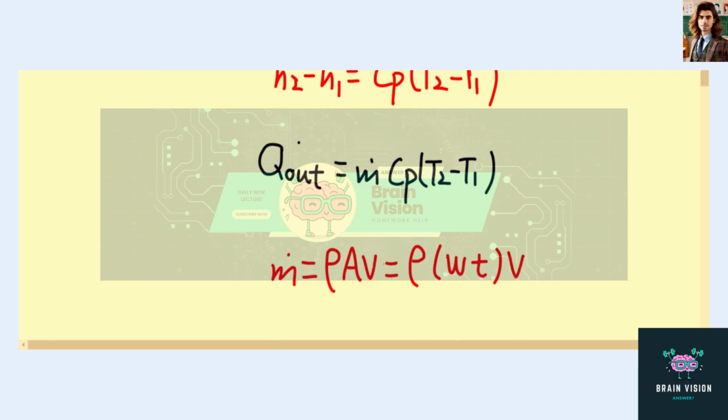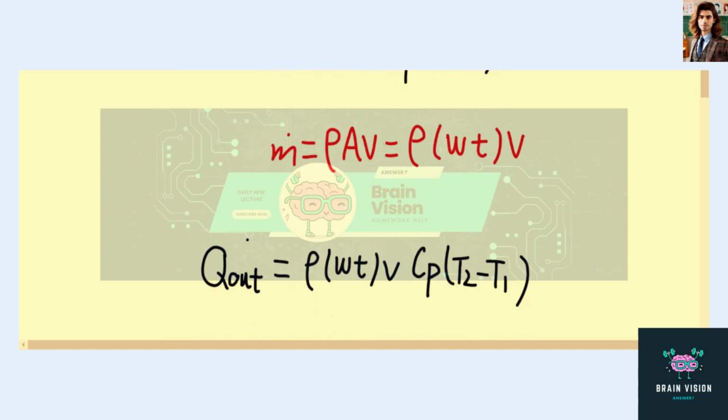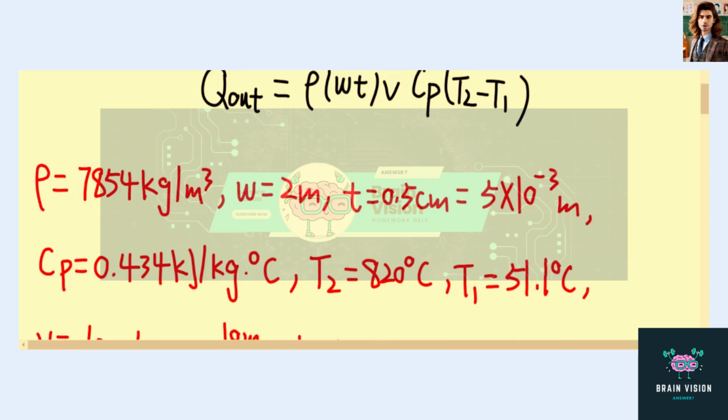So we know the area can be expressed as Wt. W is the width of the steel plates, and t is the thickness of the steel plates. So eventually we have M dot is equal to rho times WtV. So we have Q dot is equal to rho times WtV Cp T2 minus T1. So we know the density of the steel plates is 7854 kilogram per meter cube. And then we know the width of the steel plates is 2 meter, and thickness of the steel plates is 0.5 centimeter, which is 5 times 10 to the power negative 3 meter. And specific heat was given as 0.434 kilojoule per kilogram times degree Celsius.